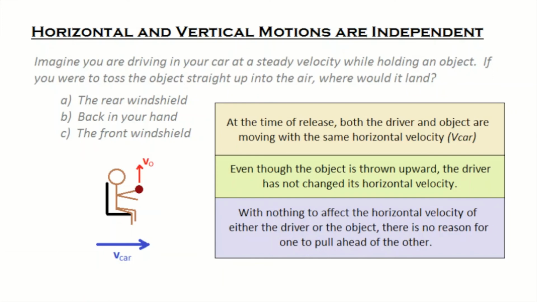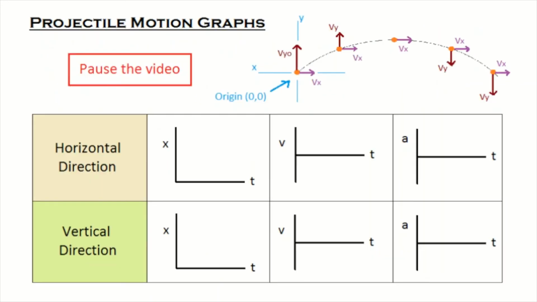From all that, with nothing to affect the horizontal velocity of the ball or of the car itself, there's no reason for one of those to pull ahead of the other, and so we would select choice B, back in our hand. Even though the driver has changed the vertical velocity of the object, they've done nothing to change the horizontal, and we'd expect it to land right back in the hand.